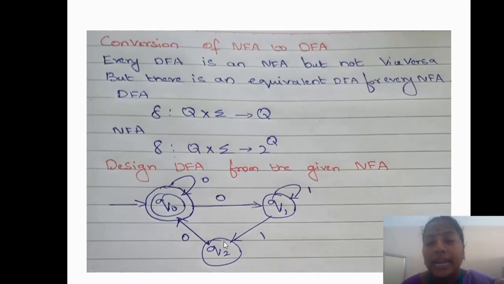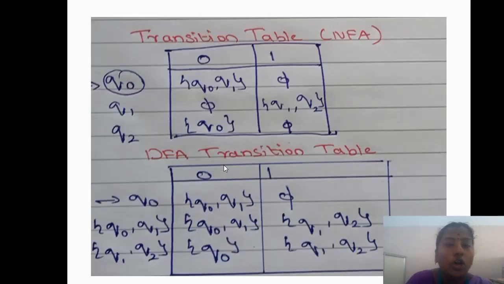The conversion is performed like this. Here the initial state is Q0, and the final state is also Q0, which is represented with a double circle. First we want to draw the transition table. Before converting to the DFA, we first convert the NFA to a state transition table. After that we can construct the DFA transition table from that NFA transition table.